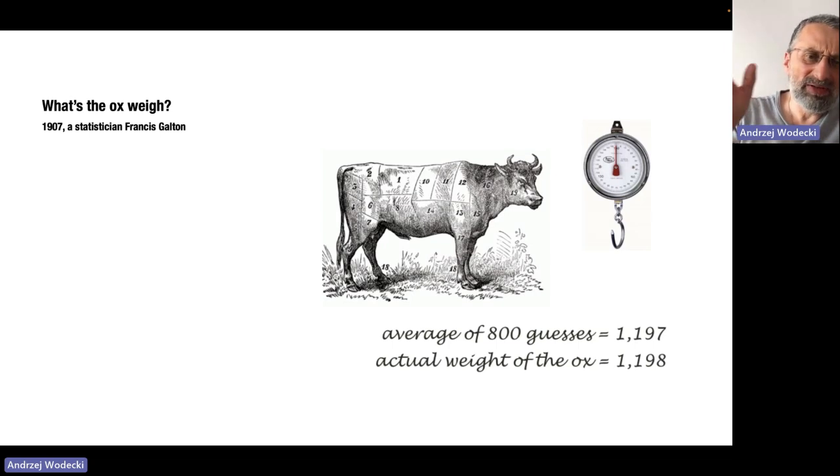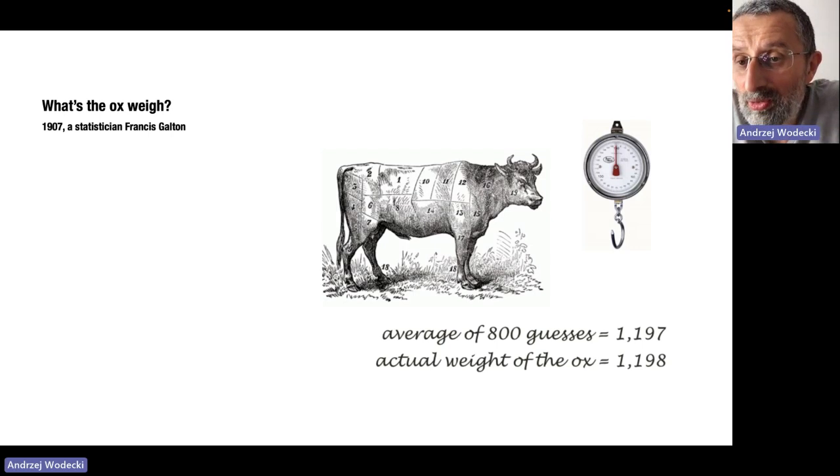Obviously, people were giving very different estimations, from very small, just for a joke, to extremely high, also for a joke, and something in between. But the funny thing is that when you averaged these 800 guesses, you got that number, probably in pounds. I really don't know what the unit is here, when the actual weight of the ox was that number. So as you can see, it's a 0.1% difference. So this is a practical example of the wisdom of the crowd.